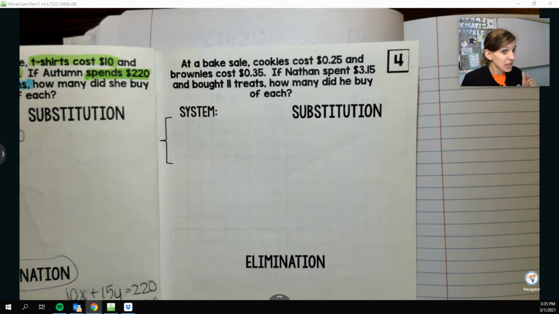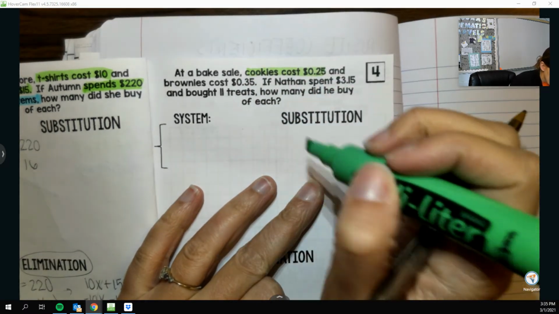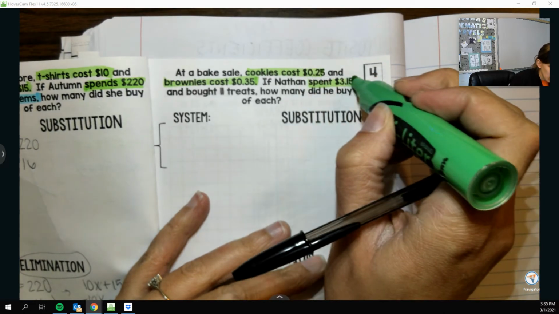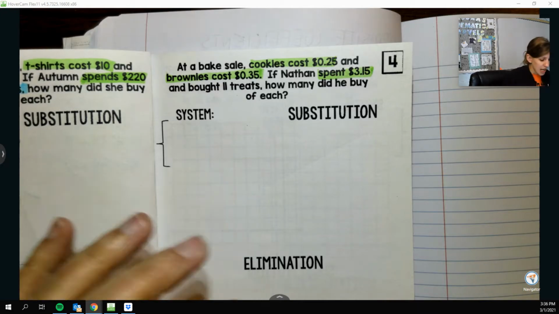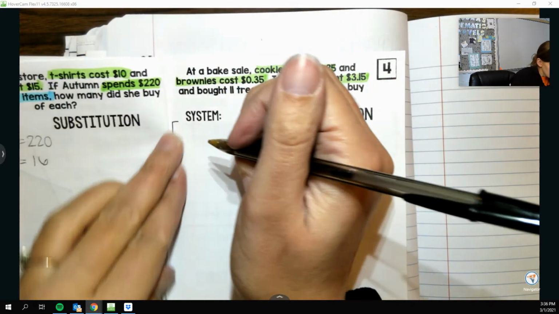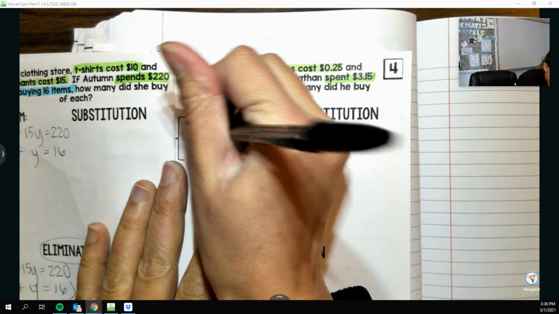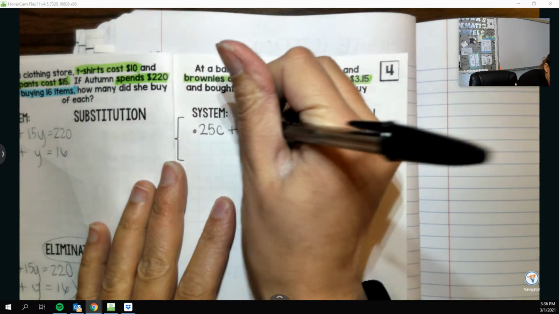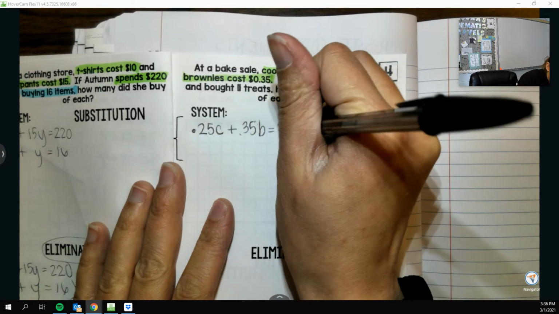So these two equations are just like the last ones. We have that cookies are costing 25 cents, brownies are costing 35 cents, and we spent a total of $3.15. So that's a standard form equation where I'm going to use better letters this time. I was a little bit confused at the end. What I mean by that is I'm going to do 25 cents per cookie and 35 cents per brownie for $3.15.